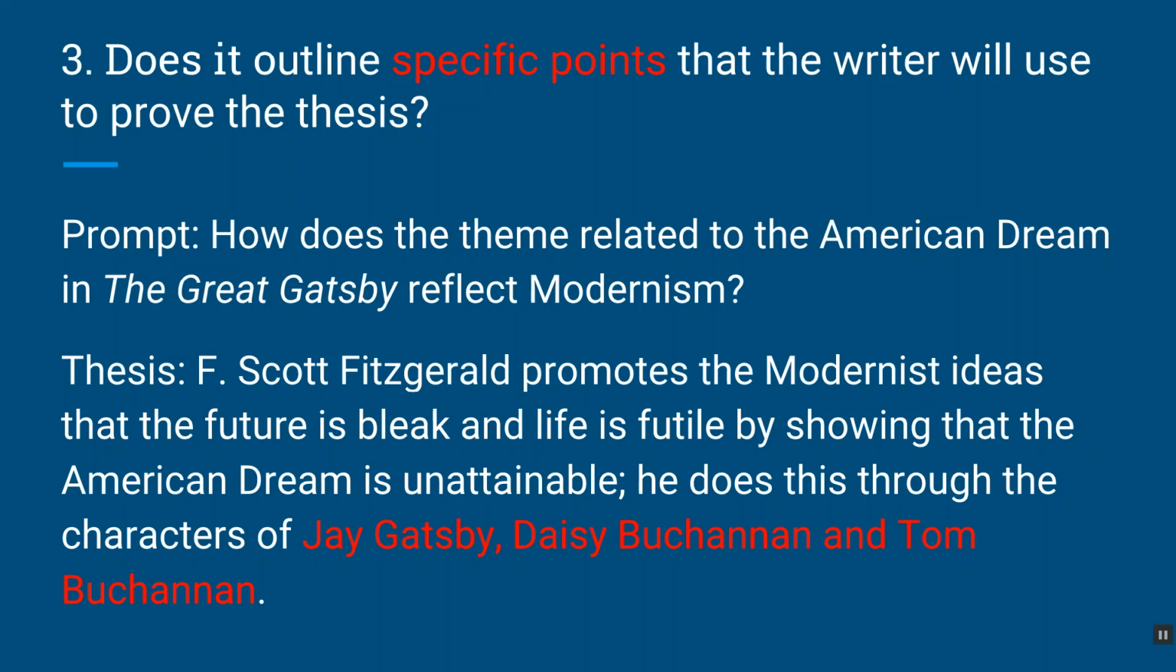So each of those individual characters is going to be the focus of the subsequent body paragraphs, and the writer is going to show that in J. Gatsby's life, the American dream has proven to be unattainable. In Daisy Buchanan's life, the American dream has proven to be unattainable. And even in Tom Buchanan's life, the American dream has proven to be unattainable. And therefore, revealing that at this point in time in this novel, the future is quite bleak and life is futile.